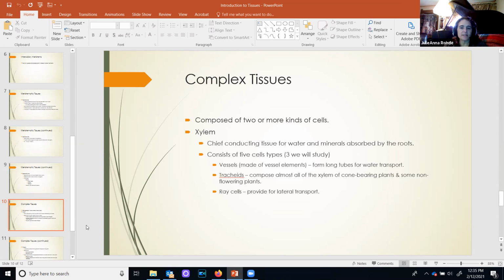The vessels are made up of vessel elements, and these are basically long tubes for water transport, kind of like a straw. Then you can have tracheids, which in a lot of plants are kind of like support cells for the vessel elements. But in your cone-bearing plants and some non-flowering plants, your tracheids actually make up the xylem instead of the vessel elements. The tracheids have closed ends instead of being open tubes. Well, somewhat closed ends.